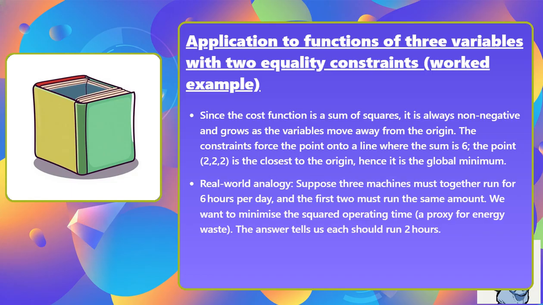Real-world analogy. Suppose 3 machines must together run for 6 hours per day, and the first 2 must run the same amount. We want to minimize the squared operating time, a proxy for energy waste. The answer tells us each should run 2 hours.